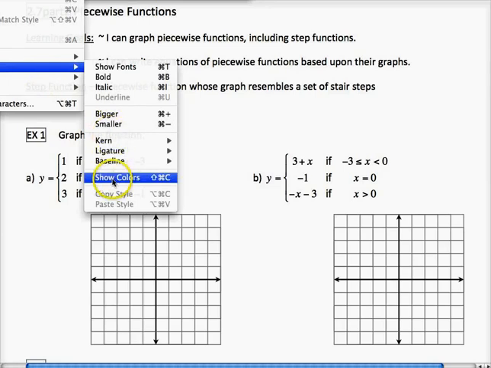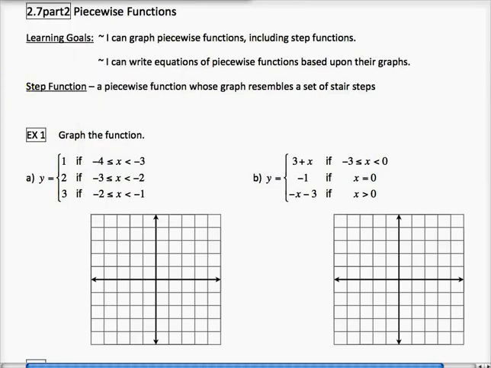And let me pull up my colors here. Hopefully we can, there we go.